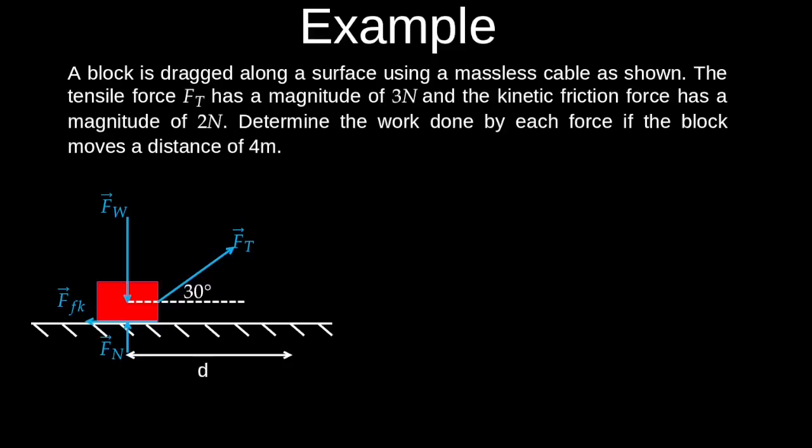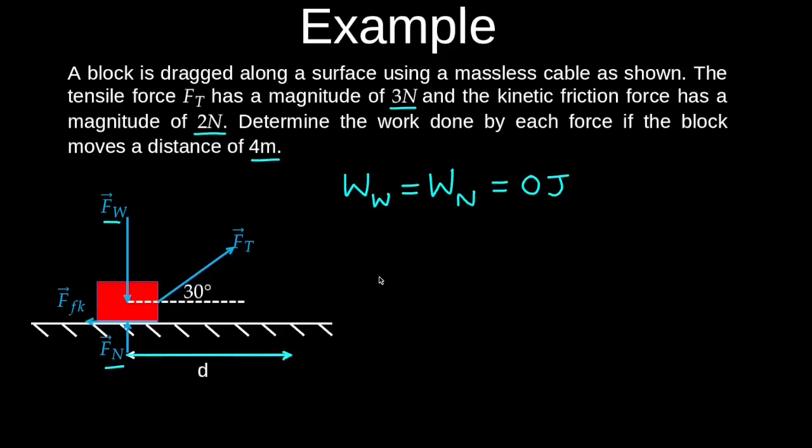A block is dragged along a surface using a massless cable as shown, and a tensile force Ft has a magnitude of 3 newtons, and the kinetic friction force has a magnitude of 2 newtons. And we've drawn a free body diagram, and we're asked to determine the work done by each force if the block moves a distance of 4 meters. Well, the work done by the force of weight is equal to the work done by the normal force, which is 0 joules, because these forces are perpendicular to the distance vector.